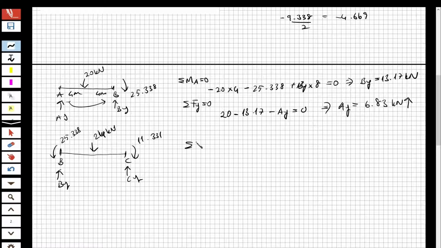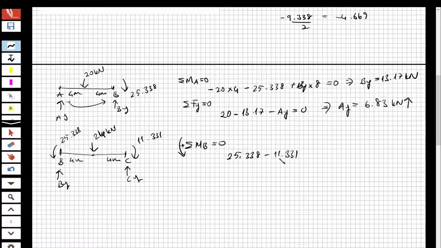So let's take the moment with respect to B equal to 0. With respect to B, it's going to be 25.338 minus 11.331, and this length is 4 meter, and this length is 4 meter because when you convert the distributed load to the point load, it's going to apply at the midpoint of the beam.